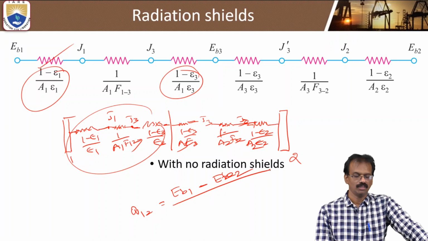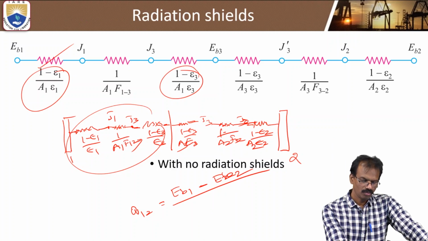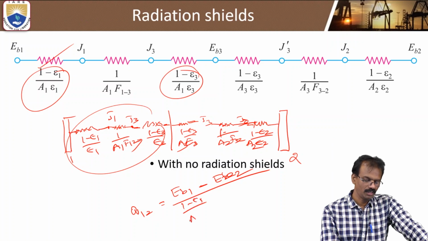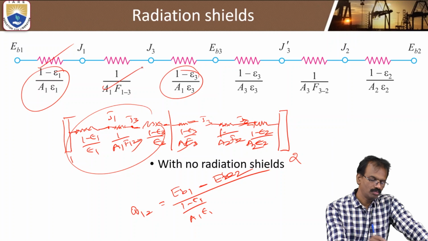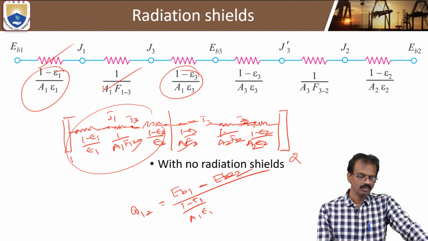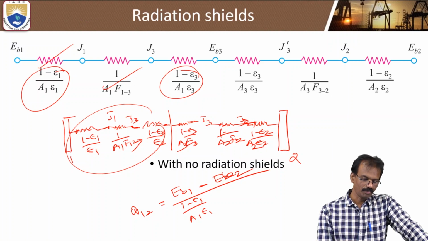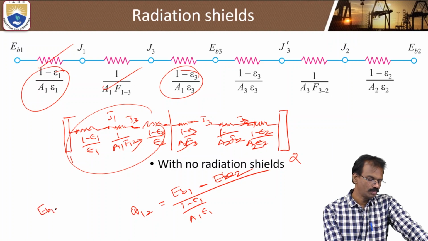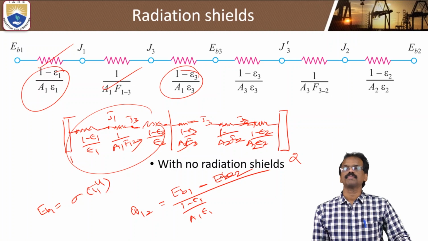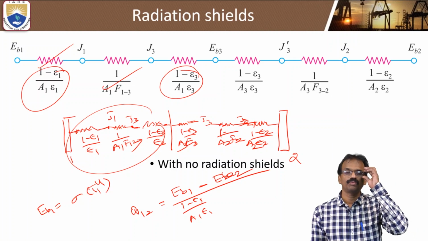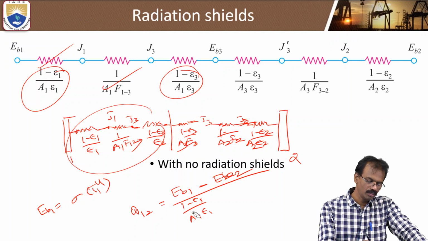So the emissive power of the body or surface 2, and all the surface resistances: 1 by A1 epsilon 1, similarly 1 by A1 F13. Then you have to consider all the resistances, and then you will get the final formula. You know that Eb1 is equal to sigma into T1 to the power of 4, and Eb2 is equal to sigma into T2 to the power of 4. If you substitute these values, we will get the final formula.